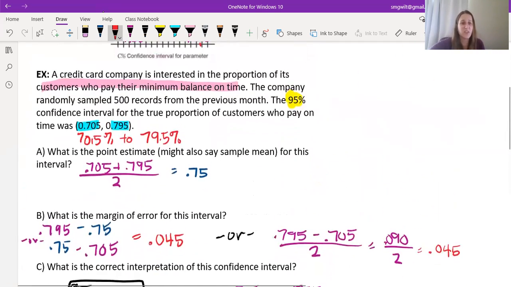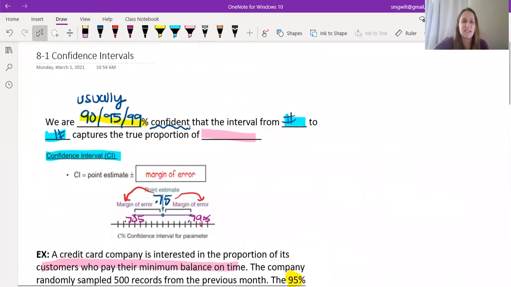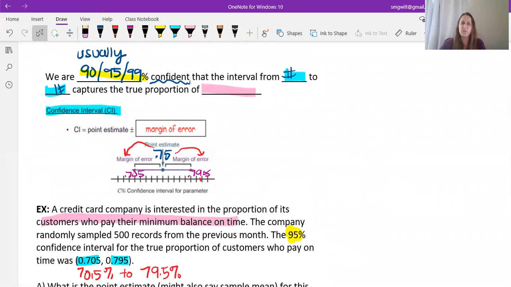Remember, there is a little bit of calculations in the second part of this. There won't be as many calculations, but your only formula really is that the confidence interval is equal to point estimate plus or minus the margin of error.